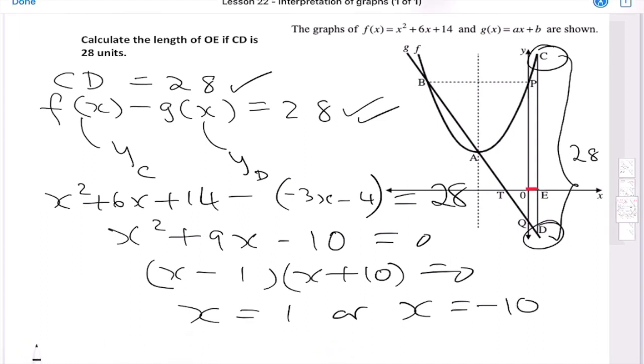But at D, we know that X should be greater than 0 because it is on the right side of the origin. So X cannot be equal to negative 10. Indeed, X should be equal to 1 at that point D there. So now we know that at E, X is equal to 1, but O is the origin, which tells us, therefore, that the distance OE should be equal to 1 unit.